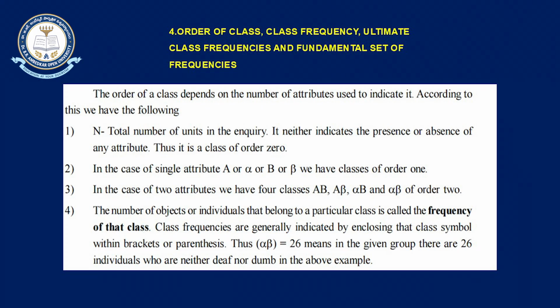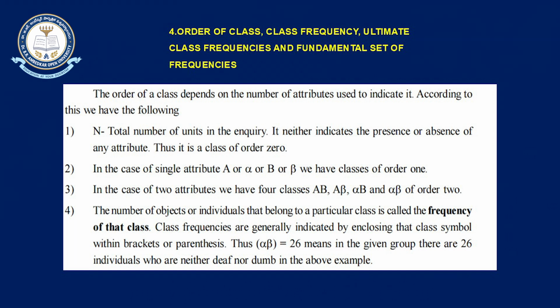These are the 4 categorical attributes. Next, the number of objects that belong to a particular class is called the frequency of the class. The order of the classes here is 1, 2, 3. Then the total frequency of a class: the number of objects or individuals belonging to a particular class is called the frequency of the class.